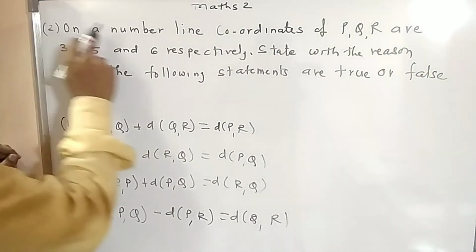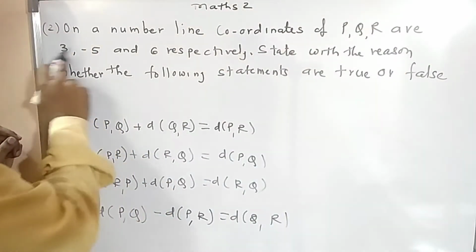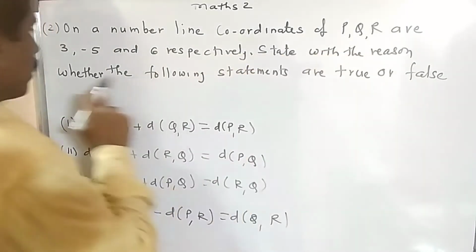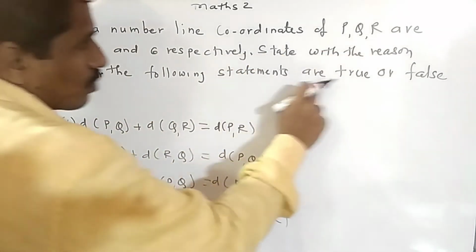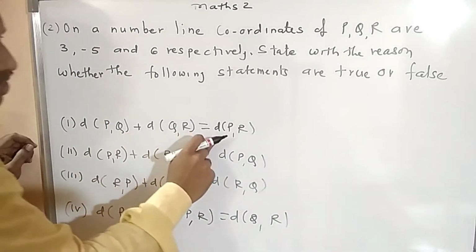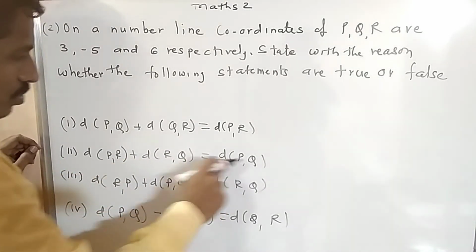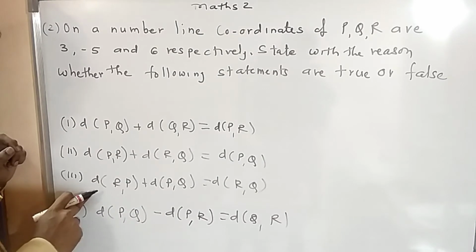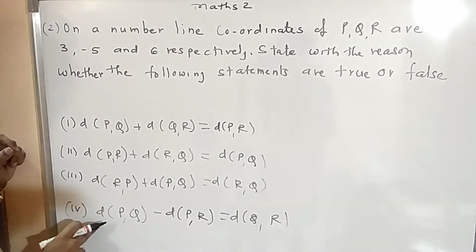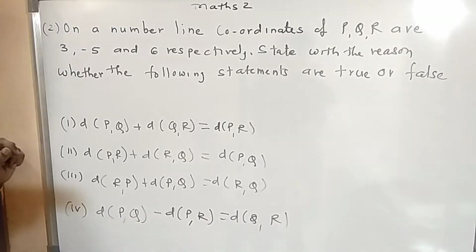Second question. On a number line, coordinates of P, Q, R are 3, minus 5 and 6 respectively. State with the reason whether the following statements are true or false. Statements are given: distance PQ plus distance QR is equal to distance PR. Second one is distance PR plus distance RQ is equal to distance PQ. Third one, distance RP plus distance PQ is equal to distance RQ. And the fifth one, distance PQ minus distance PR is equal to distance QR.